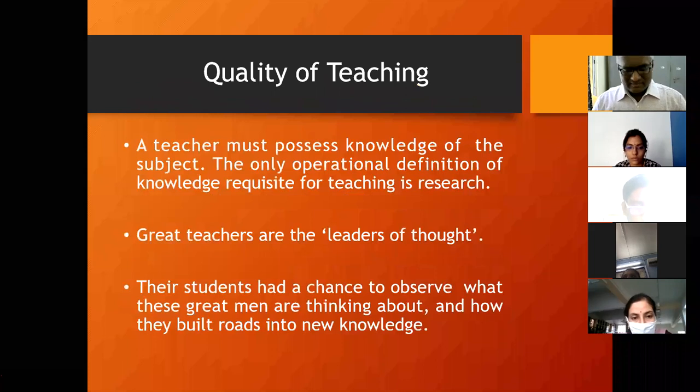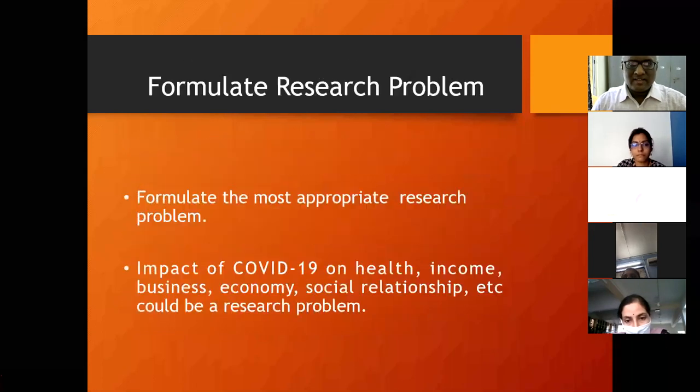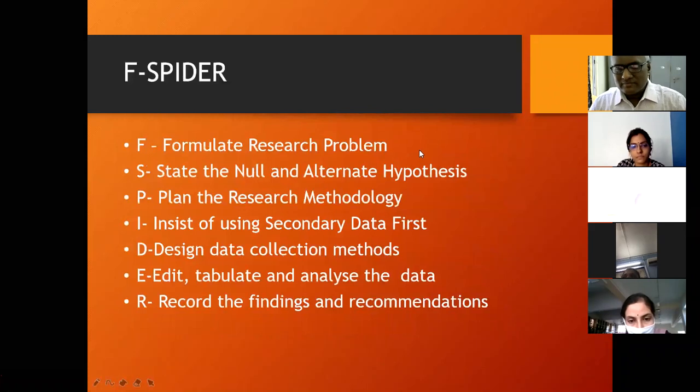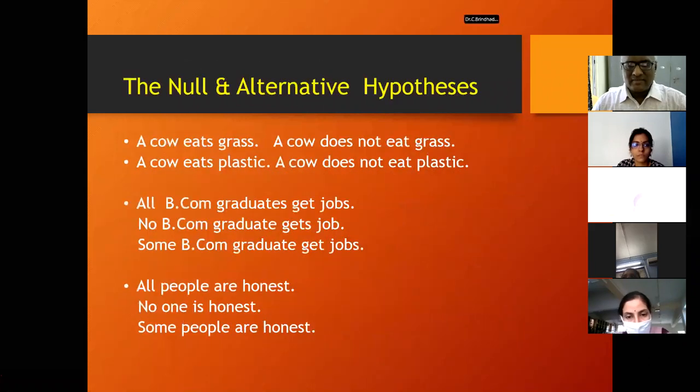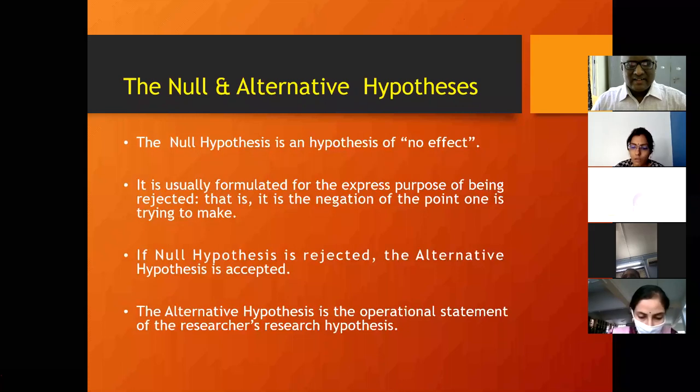So this is some of the quality of teaching or quality of medical care. Like this, you can take any problem for formulating the research problem. You can identify a research problem. Once you identify the research problem, the second step in qualitative and quantitative research is to state the null and alternate hypothesis. You formulated the problem. The next step is the hypothesis you should formulate. What is the hypothesis? There are two hypotheses: one is the null hypothesis and the other is the alternate hypothesis.